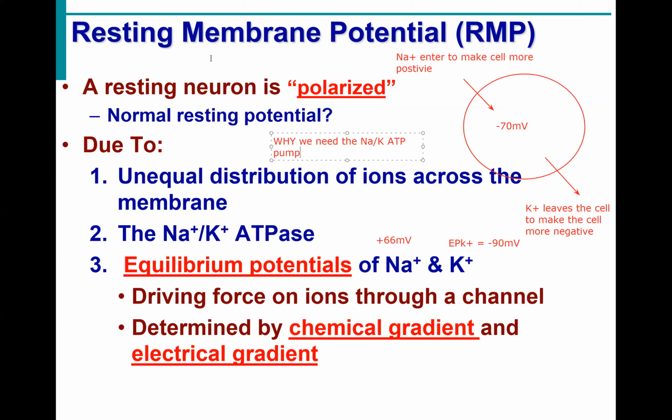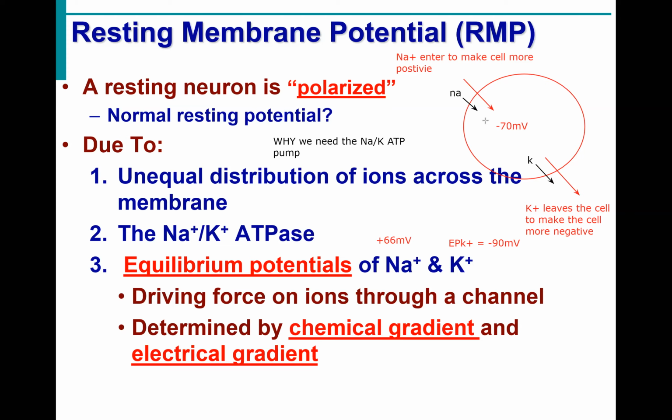Let's change colors, black. If one sodium entered into the cell and one potassium left the cell, the cell would still be happy. One positive thing came in, one positive thing left. But we lose our concentration gradients. Sodium would come in, potassium would leave, and we wouldn't be able to do work anymore. That's why we need that pump.